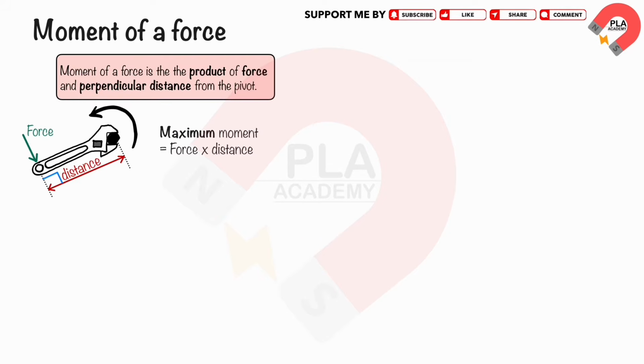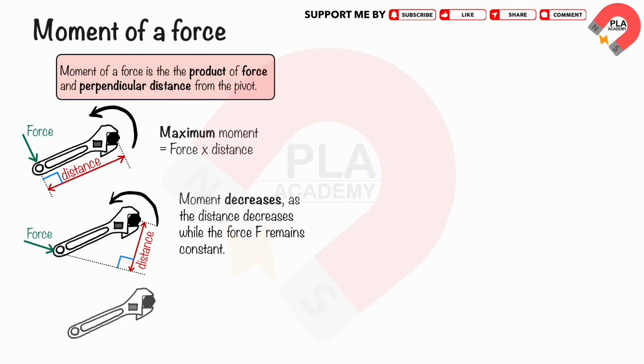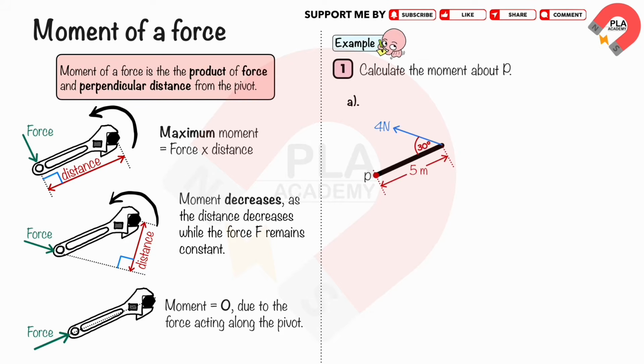If you apply the force at a right angle to the wrench, you get the maximum moment, as shown. But if you apply the force at an angle, like this, the perpendicular distance decreases, so the moment also decreases, as shown. And if you push directly along the wrench, the perpendicular distance is 0, so there's no turning effect at all, as shown. Work example 1.